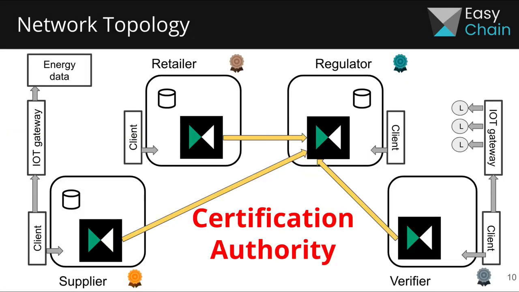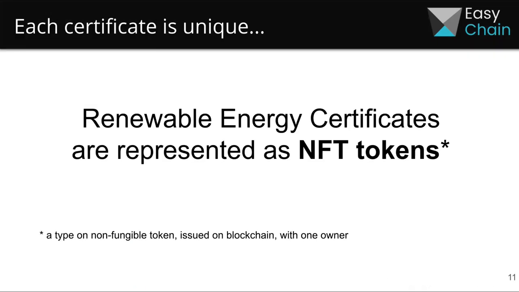Let's talk about network topology. Blockchain nodes can be placed in each of the involved parties' infrastructures. But note that placing a node is not a requirement, as many parties can share the same node, much like in Ethereum using infra nodes. Suppliers can integrate data from their energy source via an IoT gateway to be sent directly to the blockchain, and verifiers can do that as well.